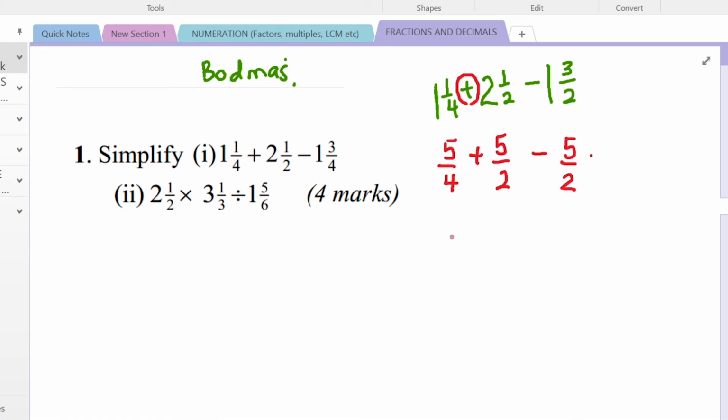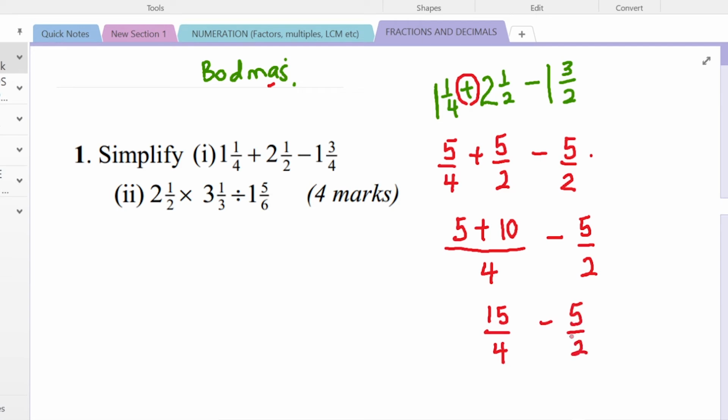So from there, we are going to add first because it's addition first. So the LCM there is 4. 4 divided by 4 is 1. 1 times 5 is 5. Plus 4 divided by 2 is 2. 2 times 5 is 10. Minus 5/2. So this is going to become 15/4 minus 5/2.